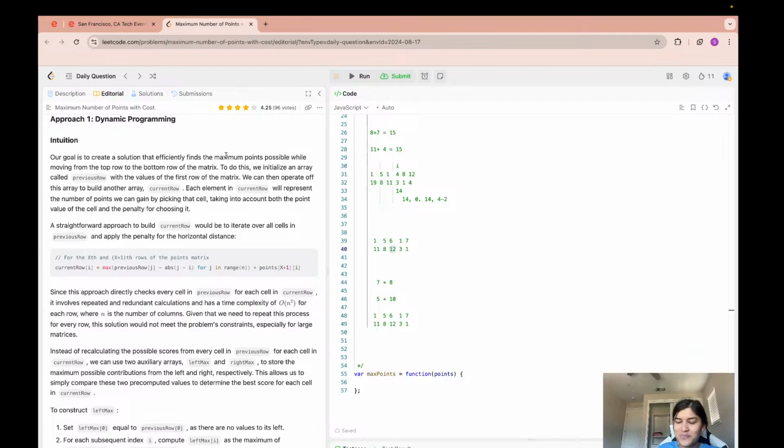To do this, we initialize an array called previous row with the values of the first row of the matrix. We can then operate off this array to build another array. I mean, this is exactly how I thought I would do it.